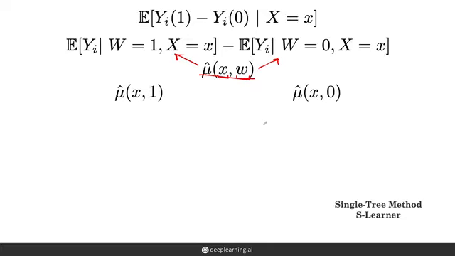Now, to get the expectation of the outcome under treatment, we estimate mu, setting W equals 1. Similarly, to get the expectation of the outcome under control, we estimate mu, setting treatment or W equals 0. We can then take the difference in these two estimates. This method is called the single tree method or the S-learner.